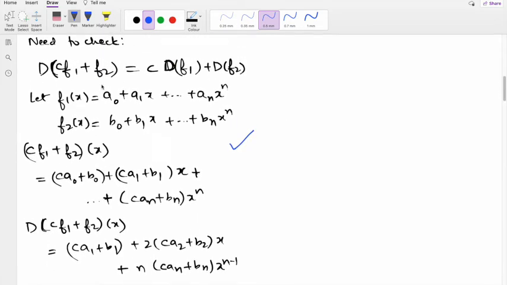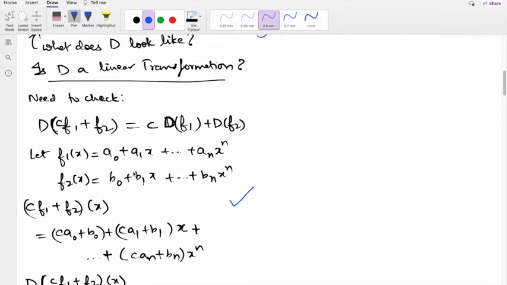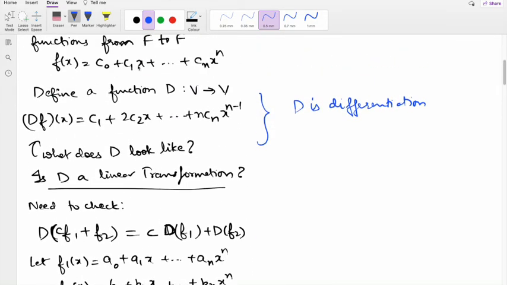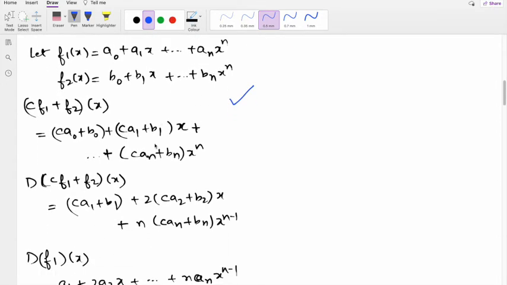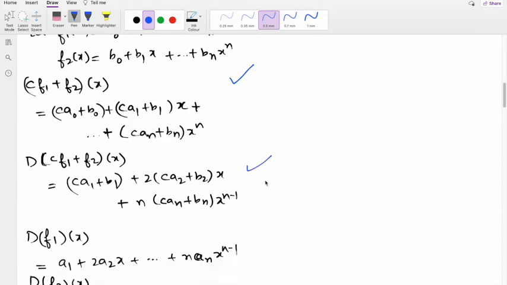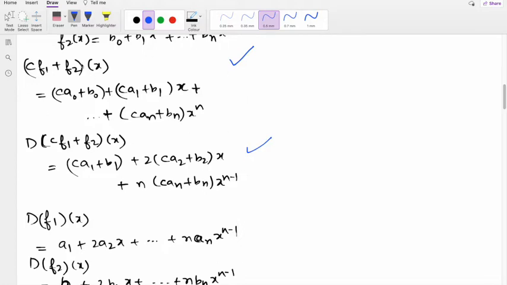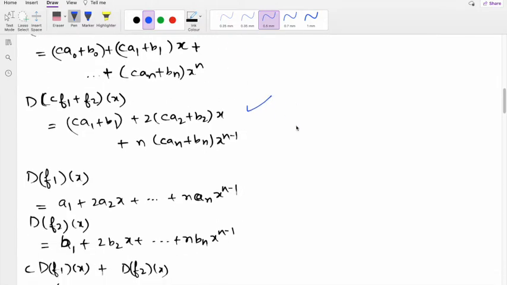Now D of this function is basically as defined here. That is, I take the coefficient of x as c1, and then I take the x squared term and I do this and so on. In the same way, you will basically get something like this: c a1 plus b1, and 2 times all of this and so on. So this is the definition of D applied on this function that we got, that is c f1 plus f2.